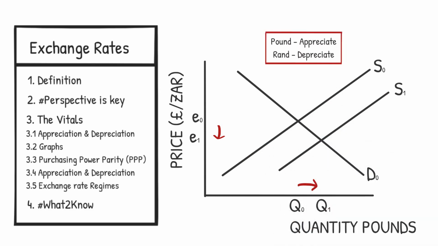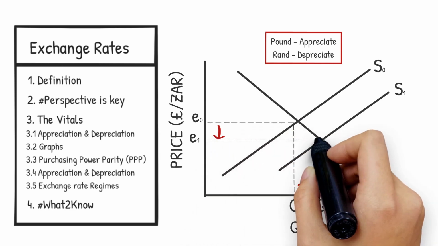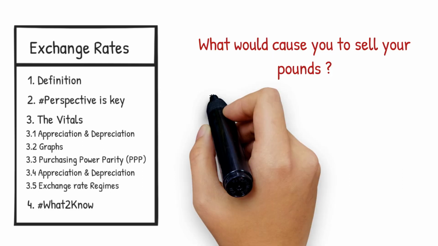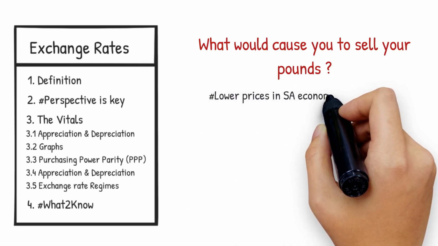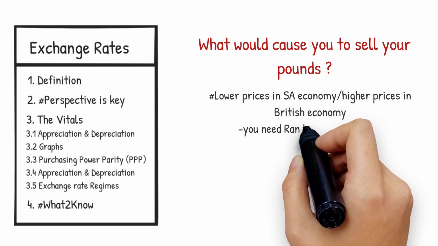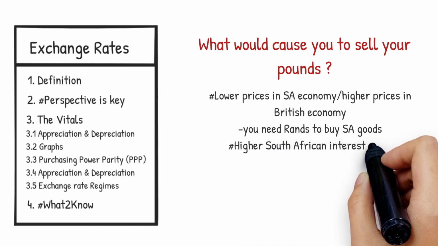Remember, perspective is key. For you to invest in the South African economy, you need to first acquire rands by selling or supplying your pounds to the market. So what would cause you to want to sell your pounds? For example, lower prices in South Africa's economy or higher prices in the British economy, which would mean increased exports for South Africa. You need rands to buy South African goods.